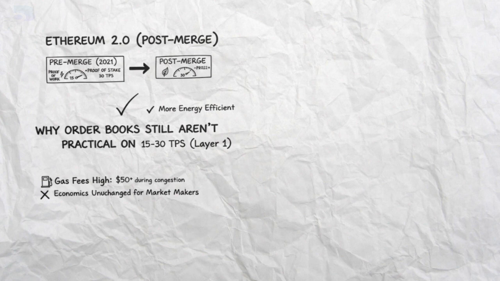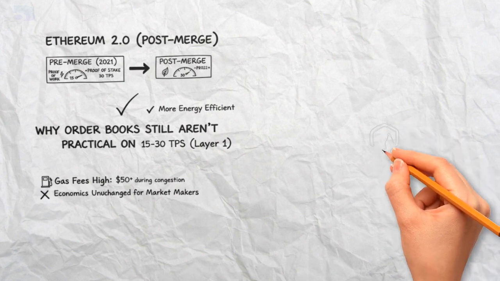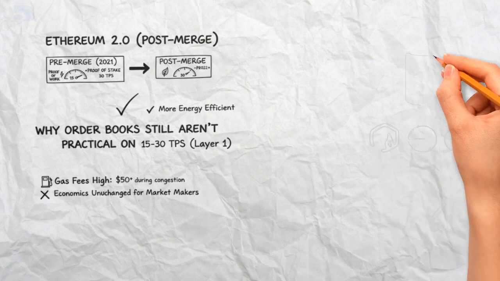30 TPS still can't handle thousands of order updates per minute. Gas fees remain high during network congestion, sometimes $50 plus per transaction. The fundamental economics haven't changed for market makers. The real solution? Layer 2s and liquidity pools.